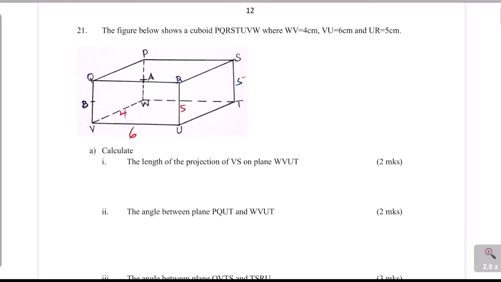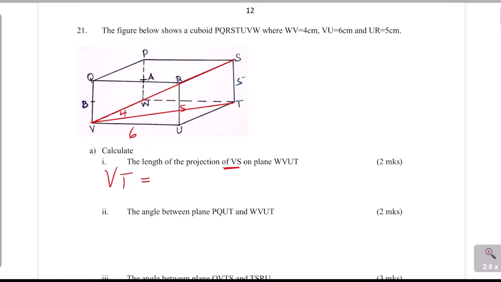Calculate the length of the projection of VS. So what is the projection of VS on this plane WVUT? WVUT is the base. So the projection of VS will be VT. So that is VS, and its projection is VT. We therefore need to get VT.